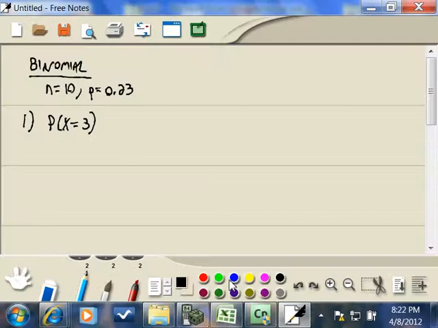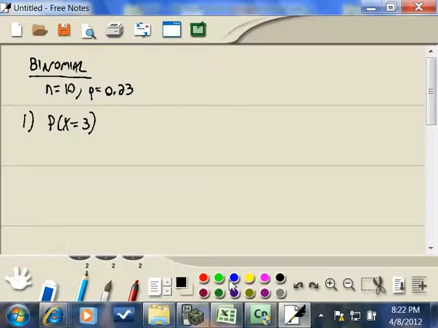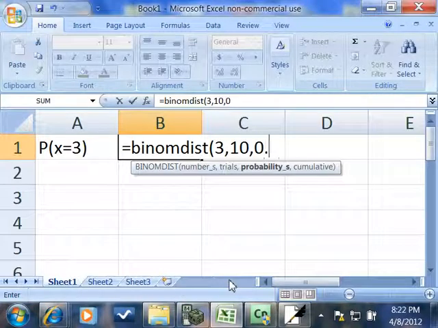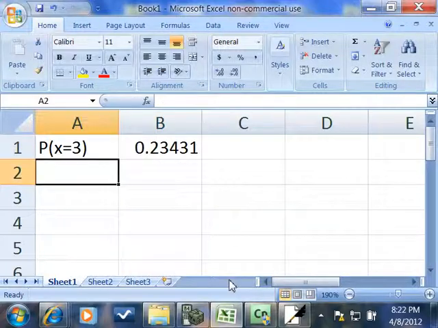Number of trials, that's your n. So I'll put in 10. You notice I'm separating with commas. Probability is 0.23. Now for cumulative, you can put 1 for it. It'll add up all the probabilities from 0 up to 3. Or if you put 0 in, 1 is the cumulative, and 0 means just 3. And that gives us our answer there.